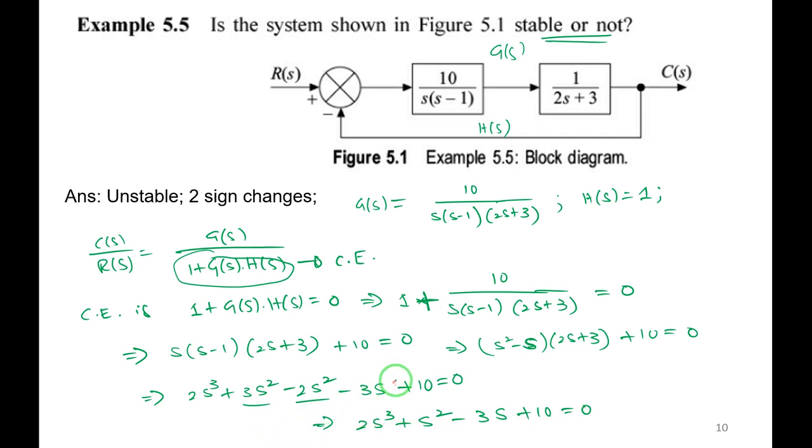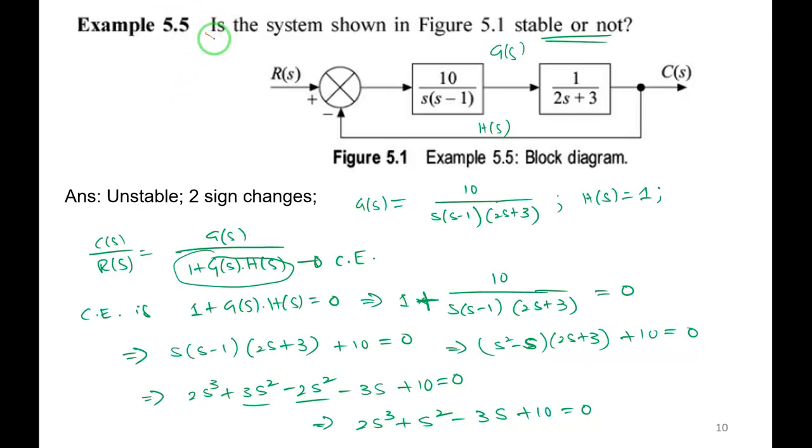This is the characteristic equation. We'll take this in the next slide. 2s cube plus s square minus 3s plus 10 equal to 0. So this is the characteristic equation. Sorry, it should be equal to 0, right? Not 10. This is 0.